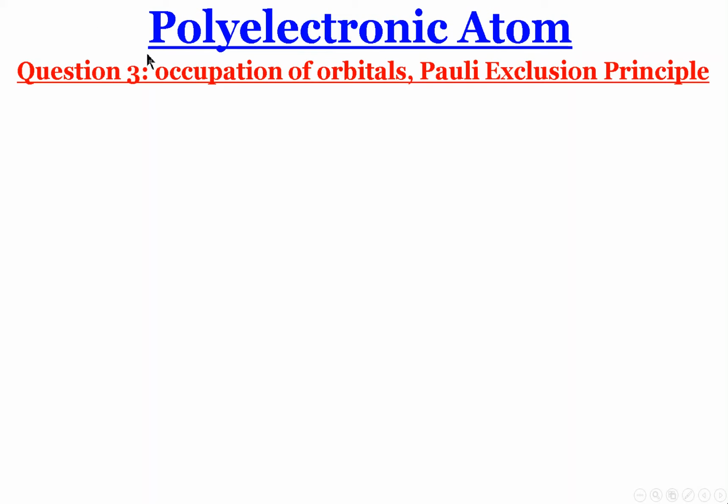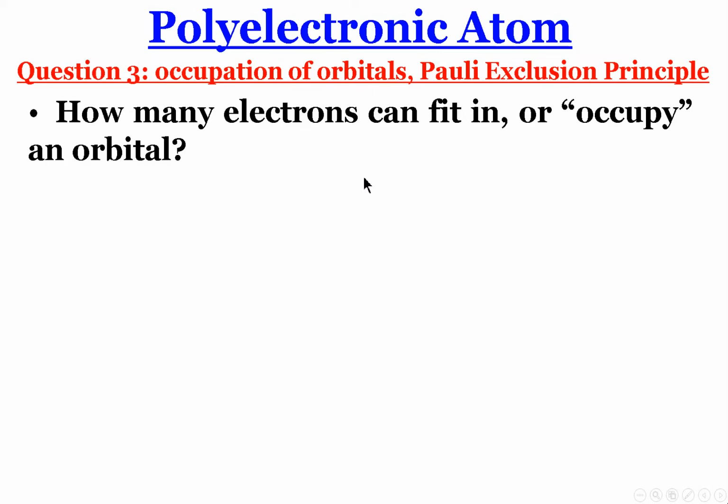Question 3. What is the occupation of orbitals? Or in other words, how many electrons can fit in or occupy an orbital? In the case of the monoelectronic system, we studied that the orbital s is the space of the motion of 2 electrons maximum. p is the space of the motion of 6 electrons, d of 10 electrons, and f of 14 electrons.